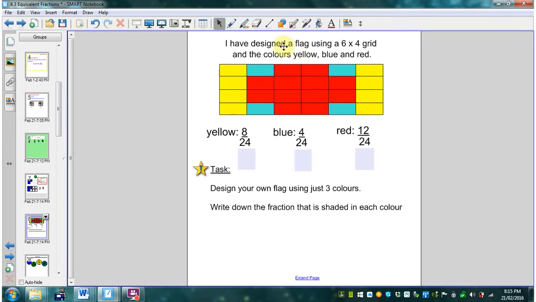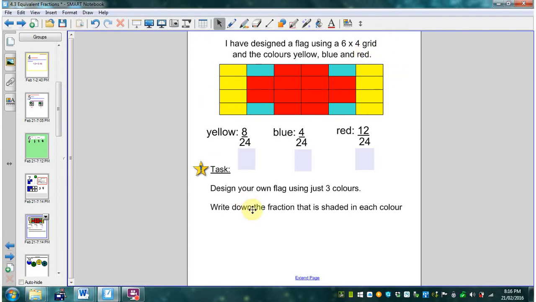So you have a task now. You're going to pause the video and create your own flag using just 3 colors. And then you're going to write down the fraction that is shaded for each color. So similar to what we've done here. So you can pause the video. That's going to take a little while. And when you're ready, come on back and we'll continue on.